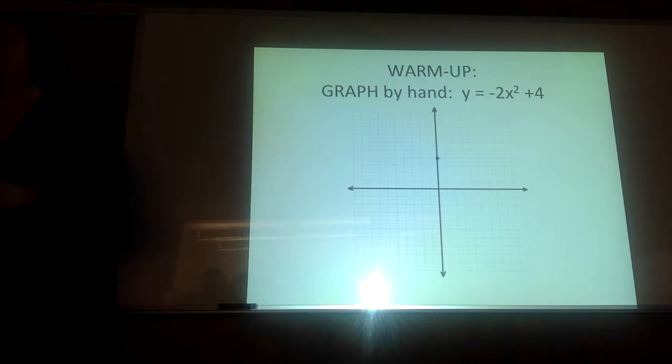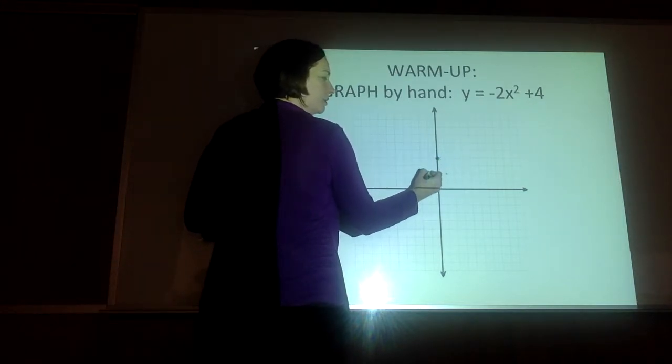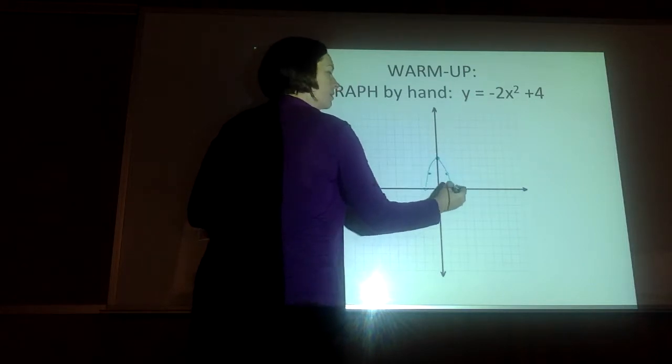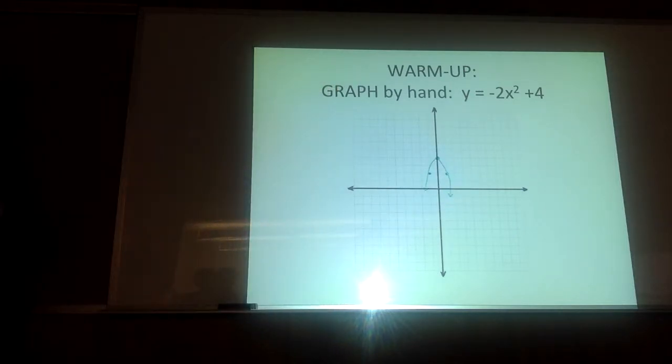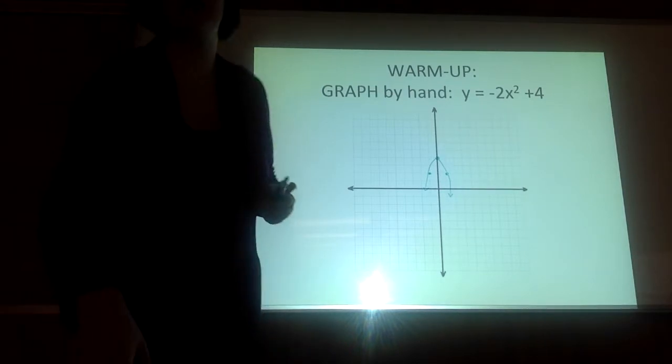What did the 2 do to the graph? Did it make it thinner or wider? Thinner. So instead of going over 1, down 1, I'm going to go over 1, down 2 with my graph. Key points. Okay? So the rules that you've internalized are still going to apply to the new graphs. They're just going to affect the graphs a little bit differently because we're dealing with continuous waves.